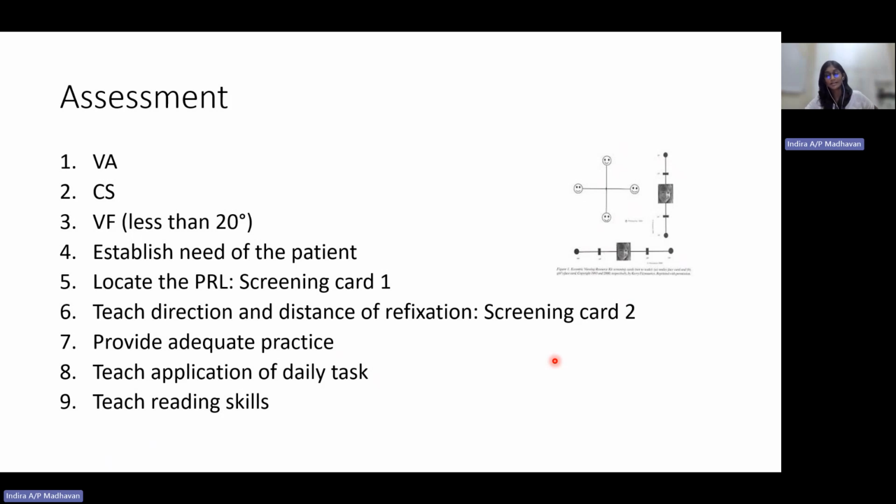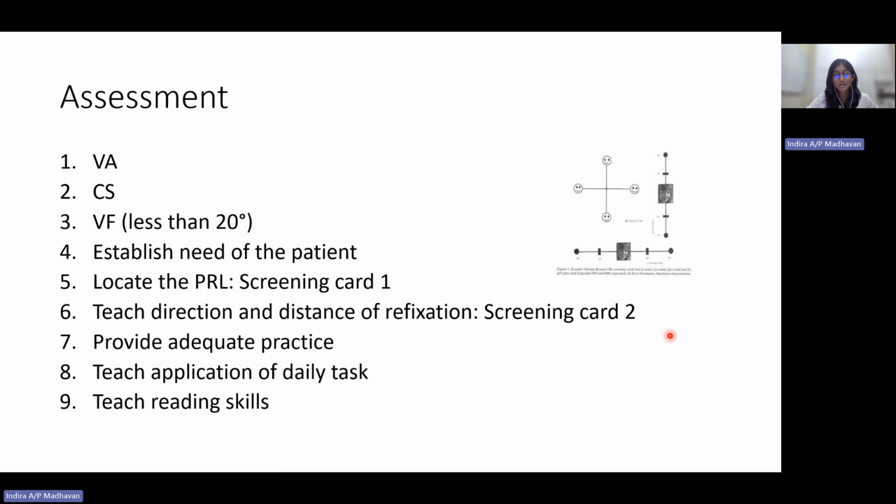Once they give the feedback, if something is not right, we try to redo this and see. If everything is going well, then we just ask them to apply whatever they learned within screening cut number two. Next, you ask them to go back home and try daily activities, for them to gain confidence in doing this eccentric viewing training and see how it relates to real activities compared to the chart that was given initially.